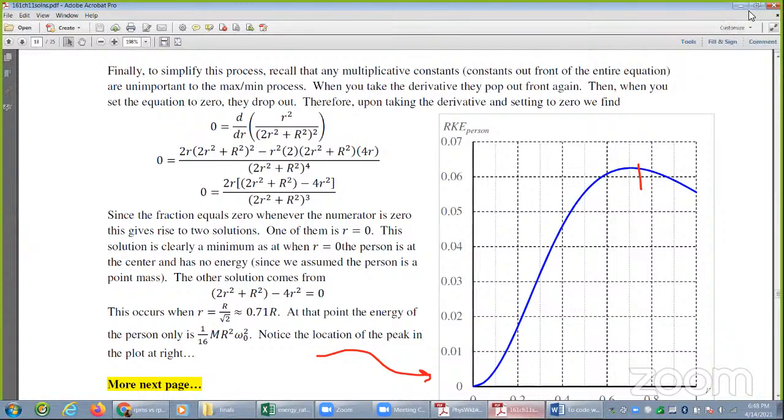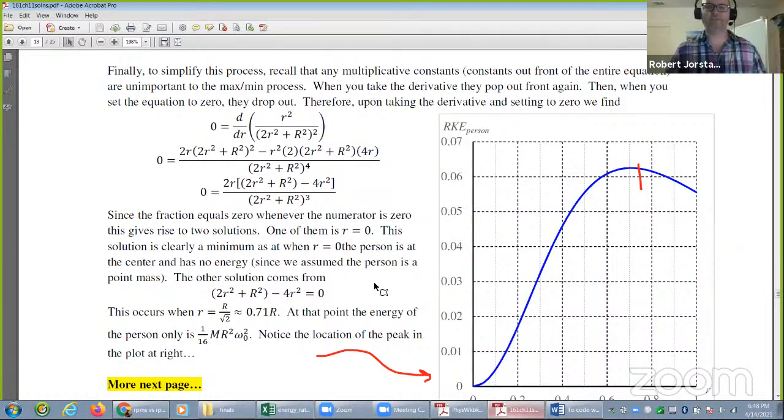Go ahead, Gonzalo. So what would I do if I wanted to find the minimum? Well, there is no minimum. And I mentioned that in the solution here. Or the minimum would be at the initial state, right? Because the trade-off here is when the person's on axis, they have no rotational mass. They have mass, but no rotational mass. As they move outwards, they have less and less speed.